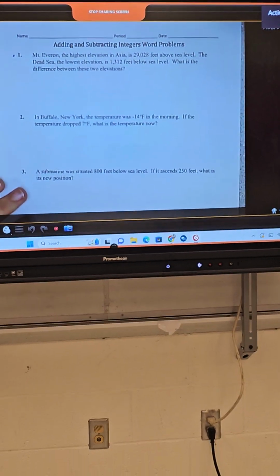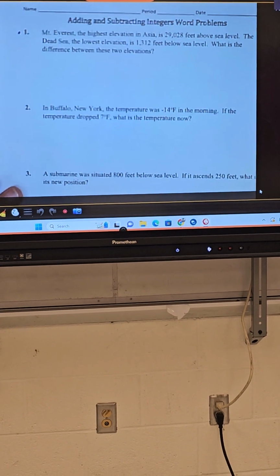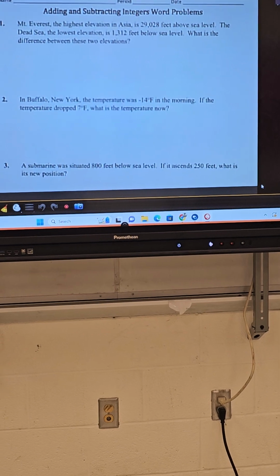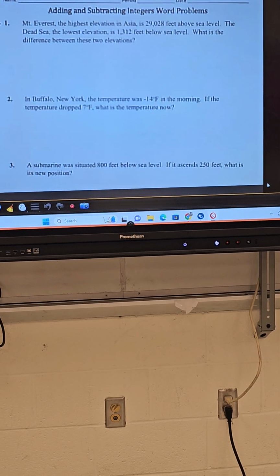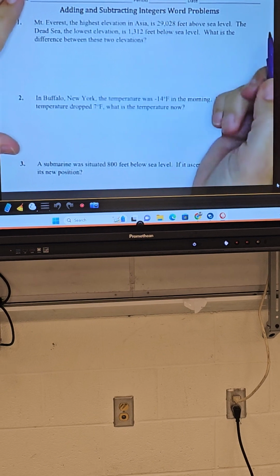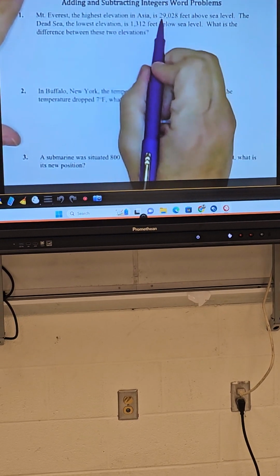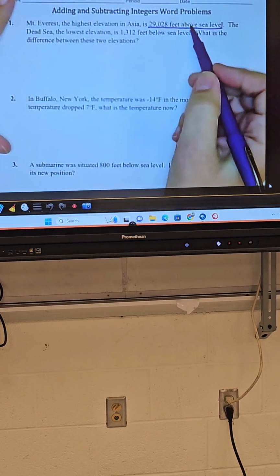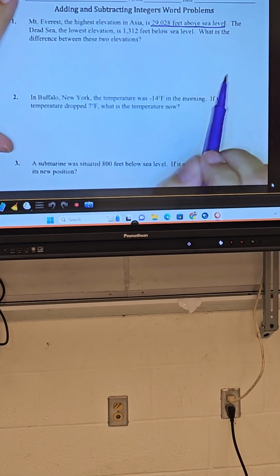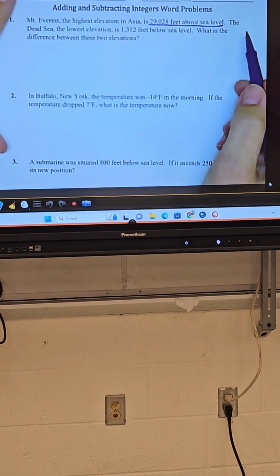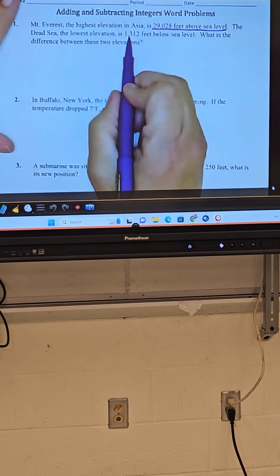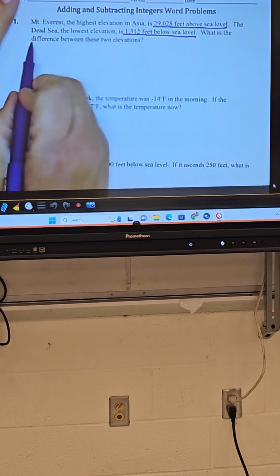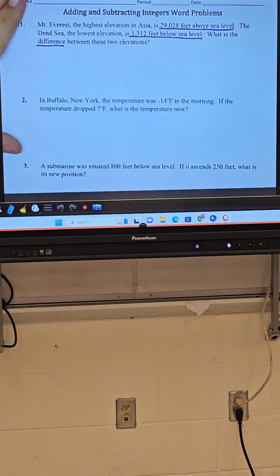Okay, now we're going to look at a couple of word problems that your students may experience with their adding and subtracting lesson. Question number 1 says that Mount Everest, the highest elevation in Asia, is 29,028 feet above sea level. We tell our kids to notice the vocabulary so they know whether they're positive or negative. The Dead Sea, the lowest elevation, is 1,312 feet below sea level. What is the difference between these two elevations?